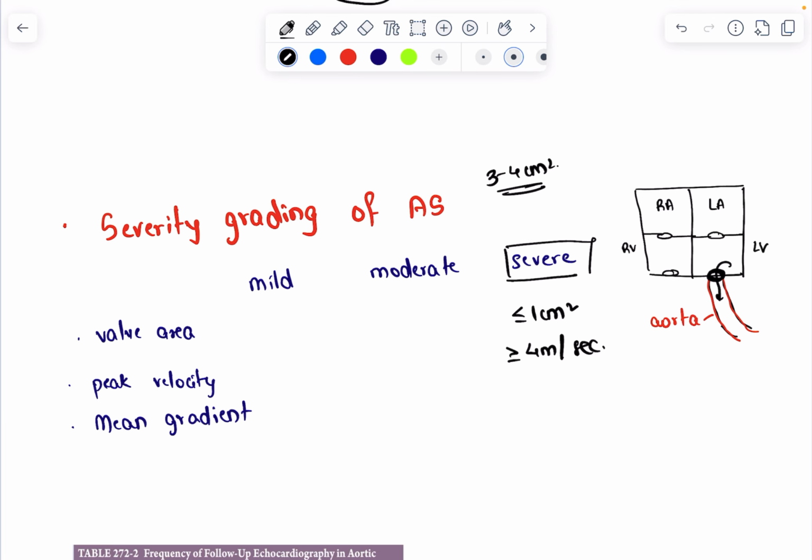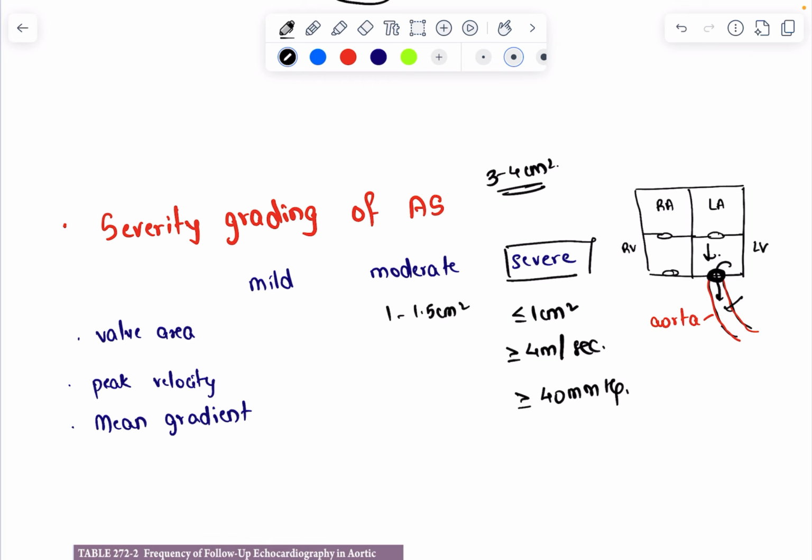And because of this stenosis, the gradient between the left ventricle and the aorta increases. So the ventricle has to pump more and has to create more pressure to push blood into the aorta. So if the mean gradient is more than or equal to 40 millimeters of mercury, this is known as severe aortic stenosis.